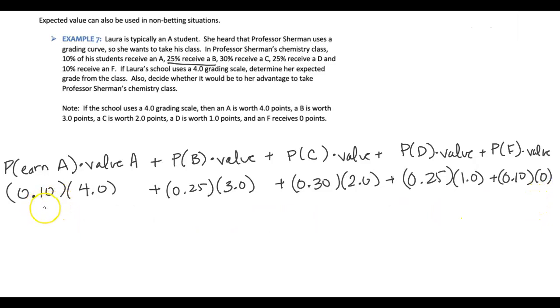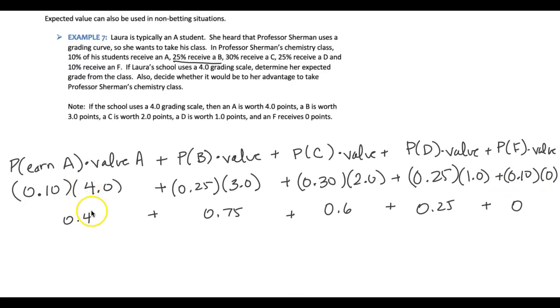Simplifying each one, 10% times 4 would be 0.4, 0.75, 0.6, 0.25, and then 10% times 0 would be a 0. Combining this all together, we would have a 2.0 GPA, or a grade of C.